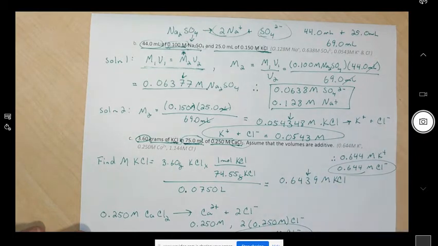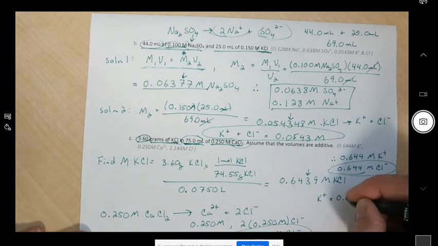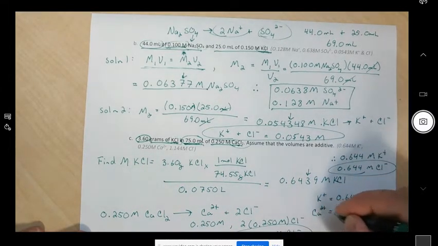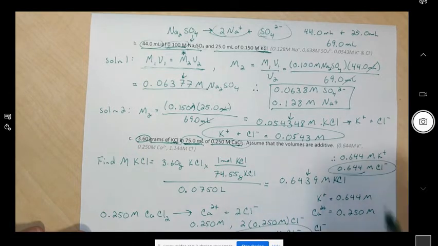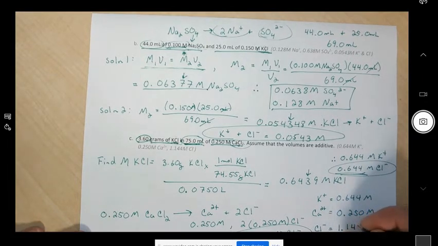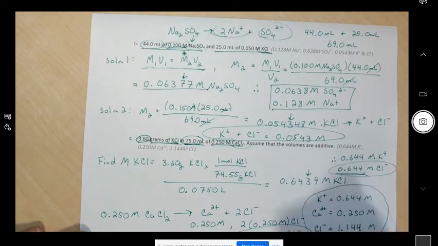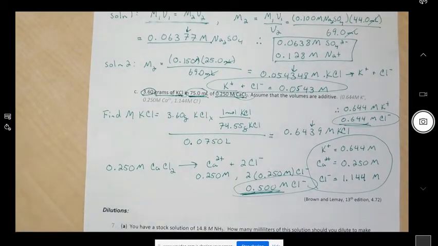So I've got this concentration for Cl-, I've got this concentration for Cl-. I have to add those together. So my K+, I'm going to rewrite this, is 0.644 molar. My calcium ion is 0.250 molar, but my chloride ion is going to be the 0.5 plus the 0.644. So that's going to be 1.144 molar Cl-. There we go. So 3 slightly different ways to take a look at it. So figure out kind of what works for you.